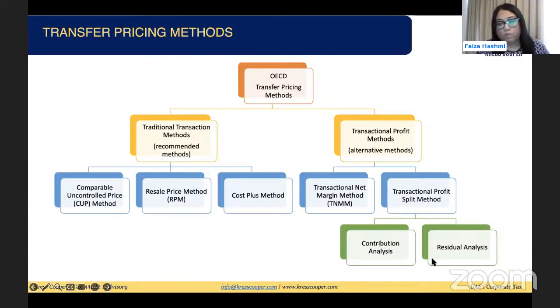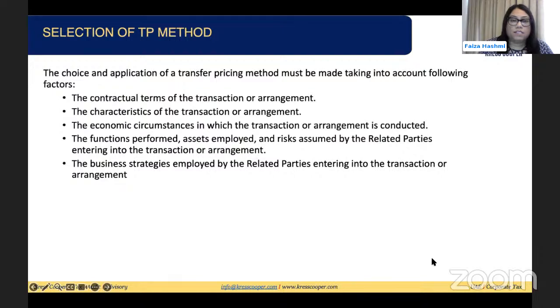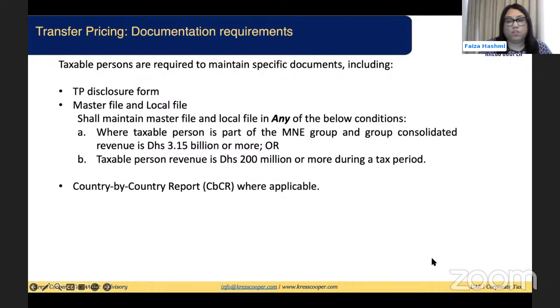Some methods are good for some industries, some kinds of business, which we will be discussing in detail. But just to give you a little overview, Maya, can you change the slide? There are certain criteria, some factors, that you need to take into account while selecting the transfer pricing method. The contractual terms, the characteristics of the transaction, the economic circumstances under which the transactions are being conducted, the functions being performed, assets employed, and the business strategies which have been employed by the related party. All these factors you have to consider while deciding which transfer pricing method to utilize.